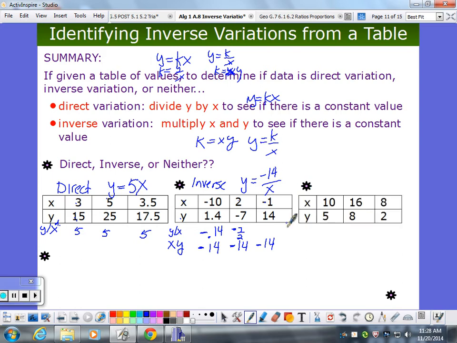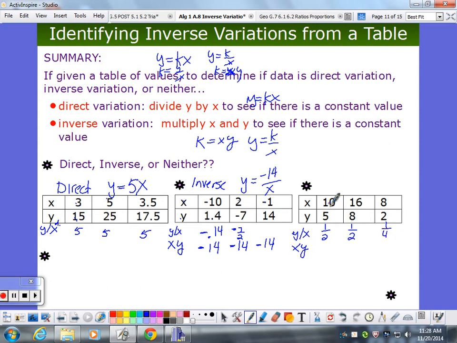Okay, so let's try y over x. 5 over 10 is a half. 8 over 16. Okay, it's looking promising. 2 over 8. Oh, that's 1/4. So it's not that. It's not direct.